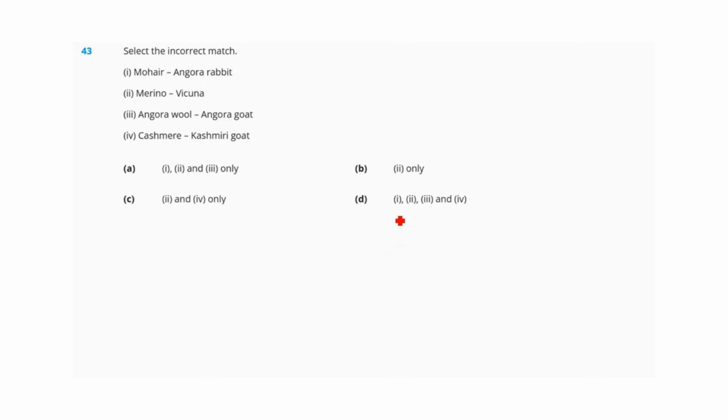Question number 43. Select the incorrect match. Mohair, Angora rabbit. Wrong. Angora rabbit gives Angora wool. This is a wrong statement. Merino, Vicuna. No. Merino wool is given by the Merino sheep. This is wrong. Angora wool is given by Angora goat? No, it is given by Angora rabbit. This is also wrong. Kashmiri is given by Kashmiri goat. This is correct.